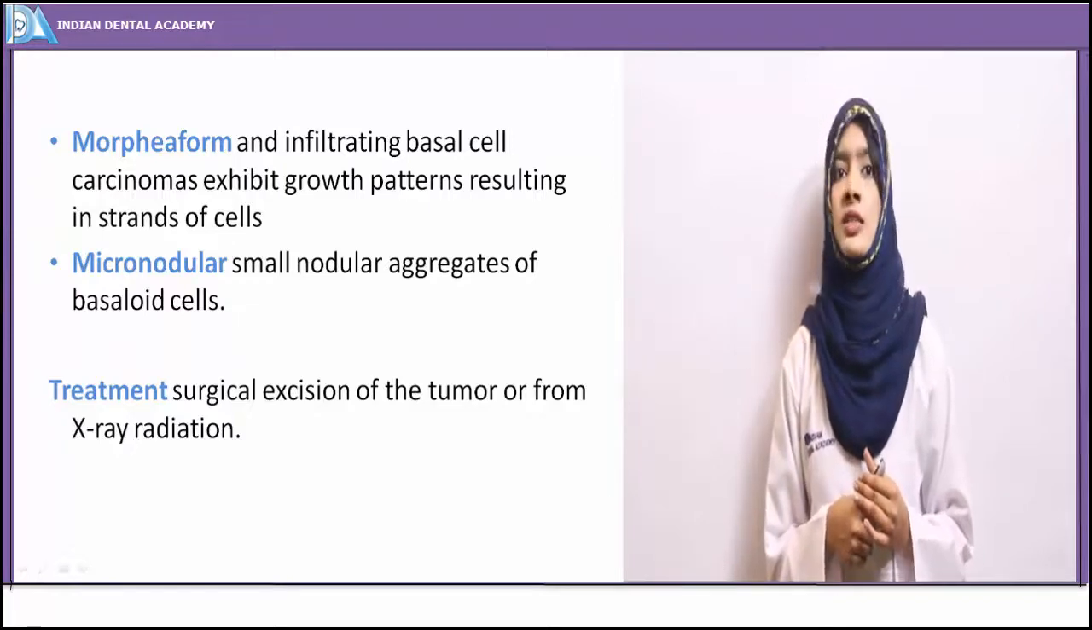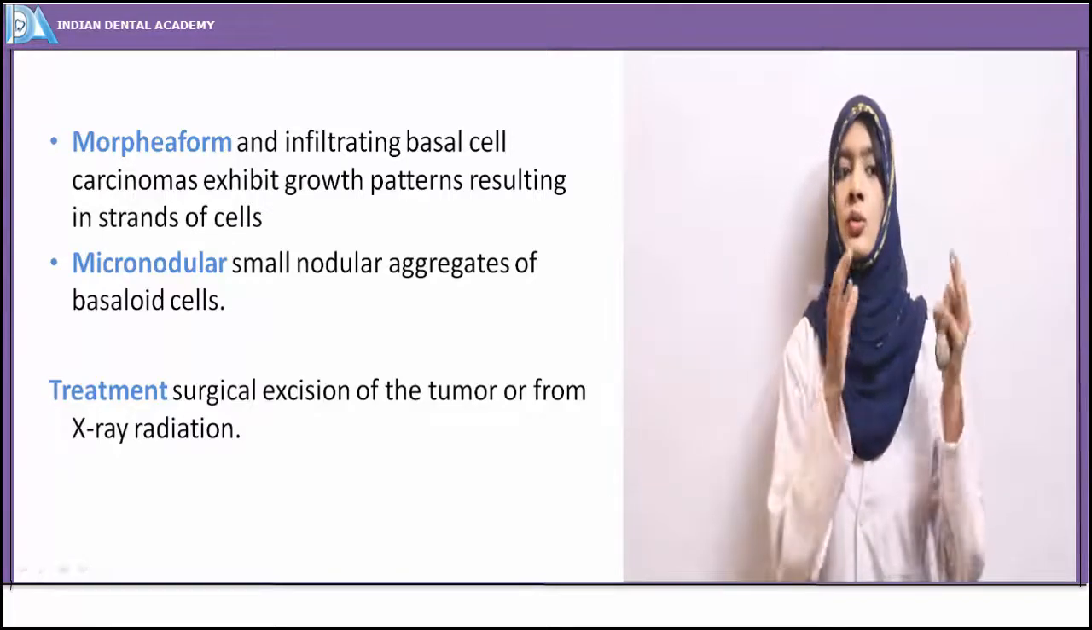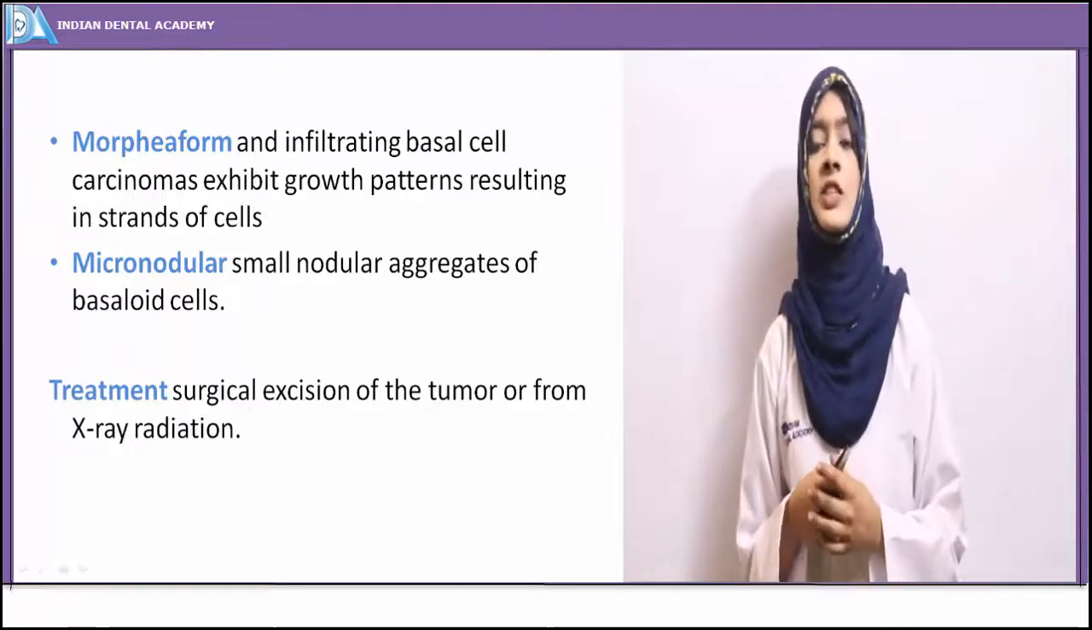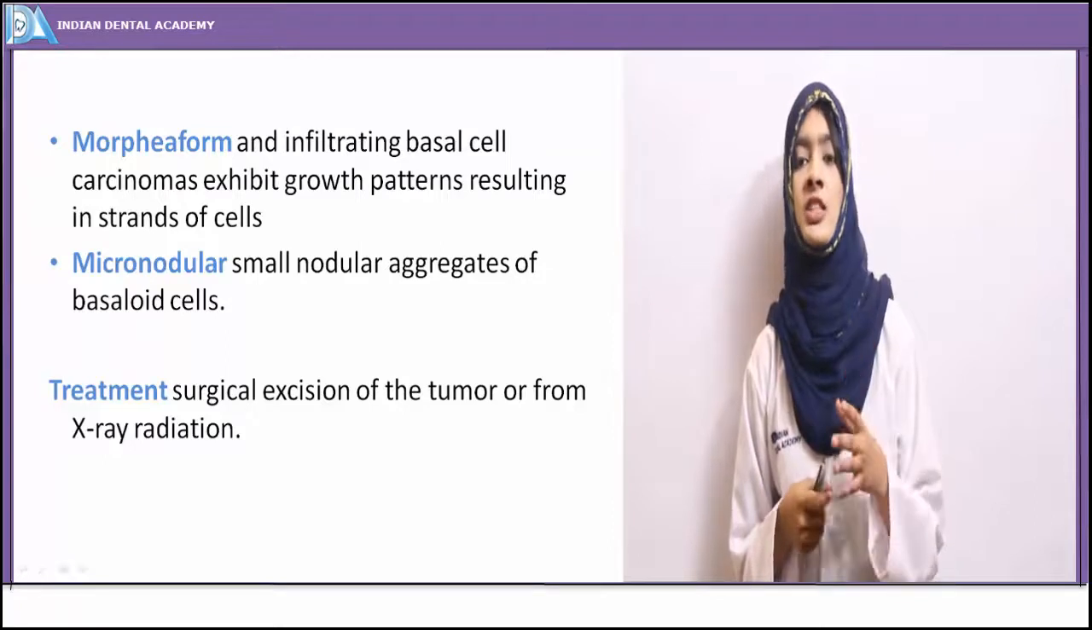The micronodular variety is a relatively more aggressive variety of nodular basal cell carcinoma. The tumor cells, that is the basaloid cells, again show a nodular aggregation of cells with the characteristic palisading of the peripheral cells, and the tumor cells being arranged in nests.